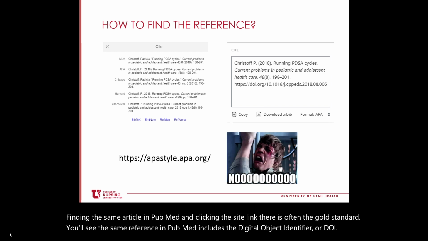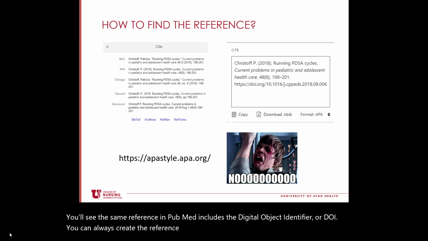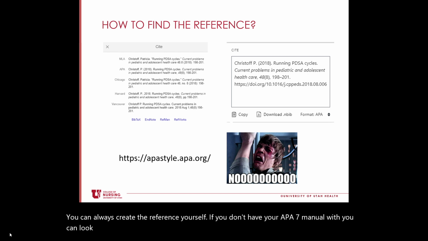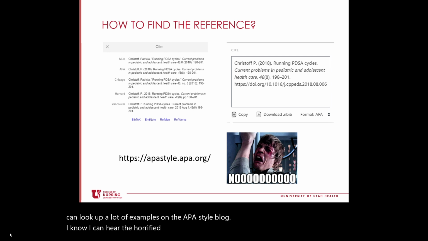You can always create the reference yourself. If you don't have your APA 7 manual with you, you can look up a lot of examples on the APA Style blog. I know I can hear the horrified gasps, but creating your own reference is not that hard once you've done a couple.